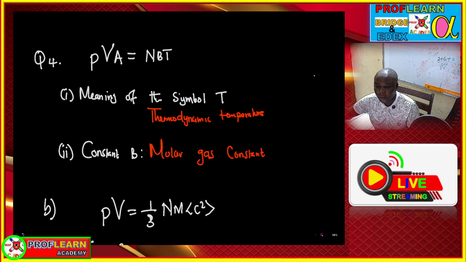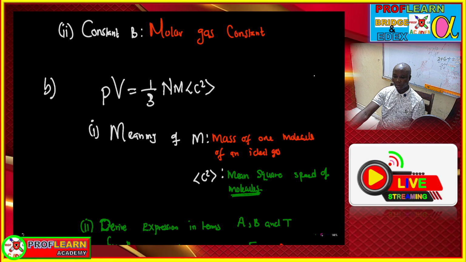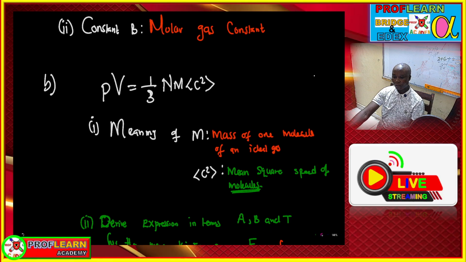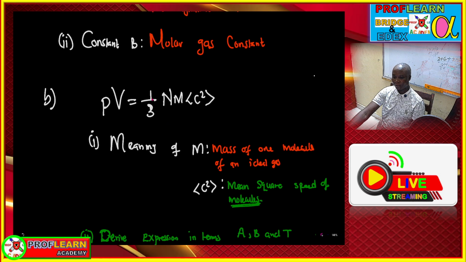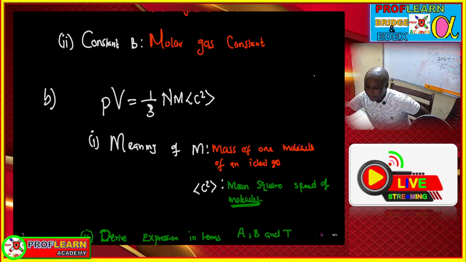The next question was testing on ideal gases, and you can see we have different quantities, that pV equals NkT. You are supposed to give the meaning of the symbol T, and that was thermodynamic temperature. The symbol k is the molar gas constant, and the next bit was the meaning of m. In this particular case, m is the mass of one molecule of an ideal gas, and this is the mean square speed of the gas.